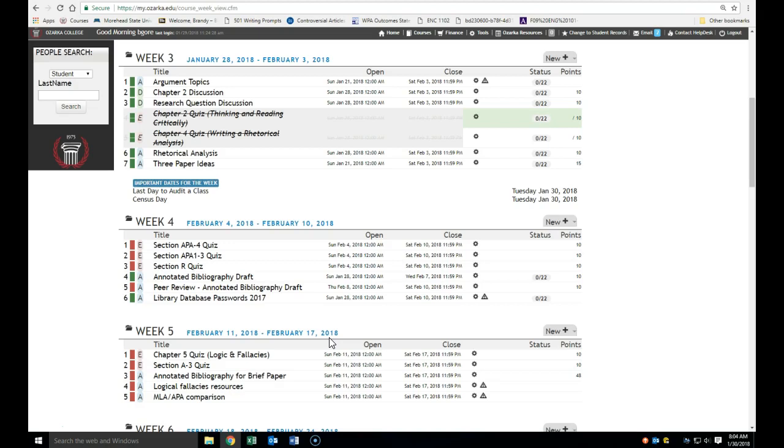But before you can begin researching for a paper, you have to come up with your ideas, right? So I recommend going ahead and looking at the 3-paper ideas assignment before you even look at the research question discussion. It will make more sense. The only reason this is listed first is because, remember, your first post is due by Wednesday.